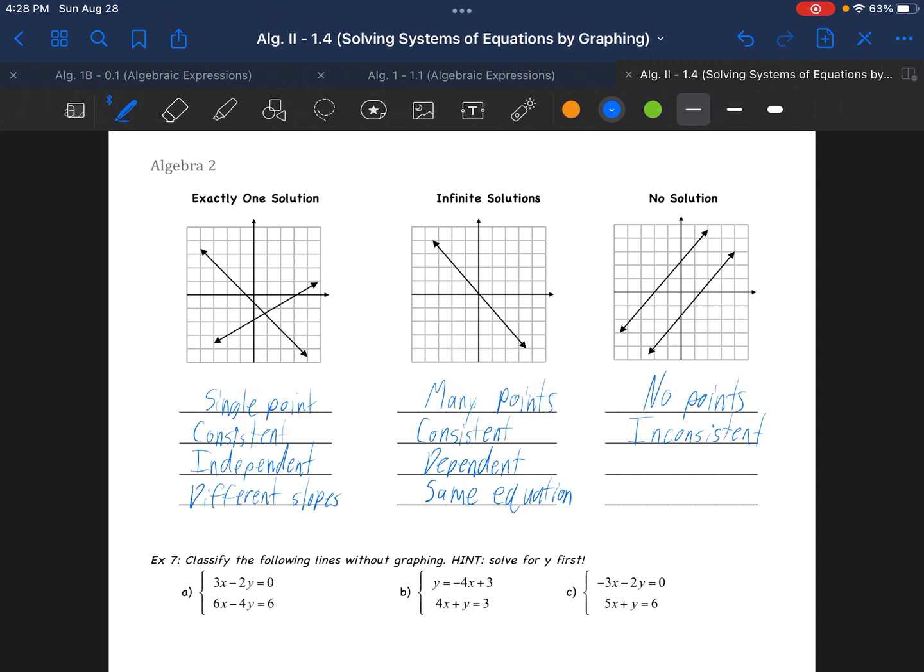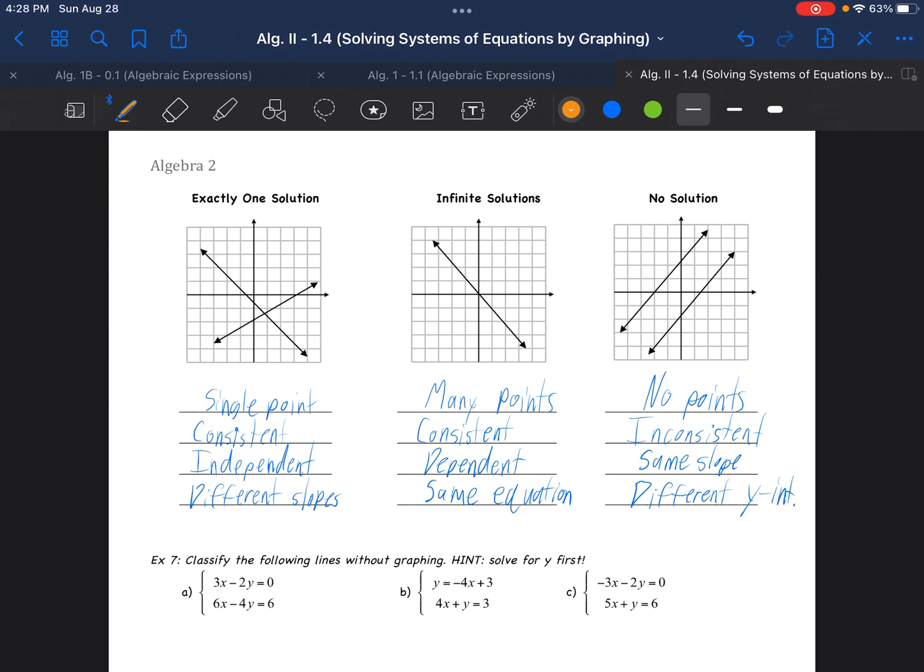Things to know about parallel lines, aka the no solution ones, are they have the same slope, like on IMS or infinitely many. However, they have different y-intercepts.